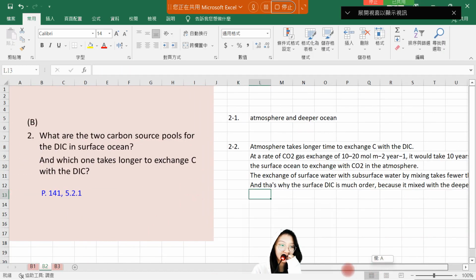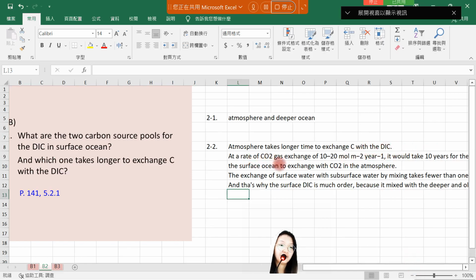The next question is, what are the two carbon source pools for the DIC in the surface ocean, and which one takes longer to exchange carbon with the DIC? The source pools for the DIC in the surface ocean are the atmosphere and the deeper ocean. The atmosphere takes longer to exchange carbon with the DIC because the rate of CO2 exchange, the value, is not very big, like here.